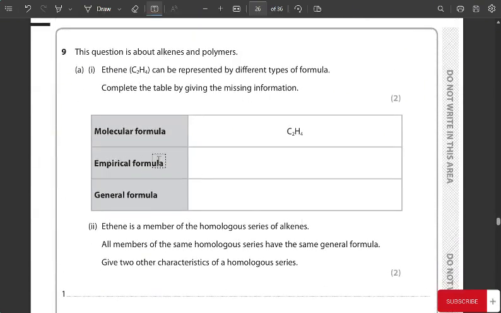Okay, the next one. This question is about alkenes and polymers. Ethene, C2H4, can be represented by different types of formula. Complete the table by giving the missing information. The molecular formula is C2H4. The empirical formula is the smallest whole number ratio of atoms, and the smallest ratio is CH2. And the general formula for alkenes is CnH2n.